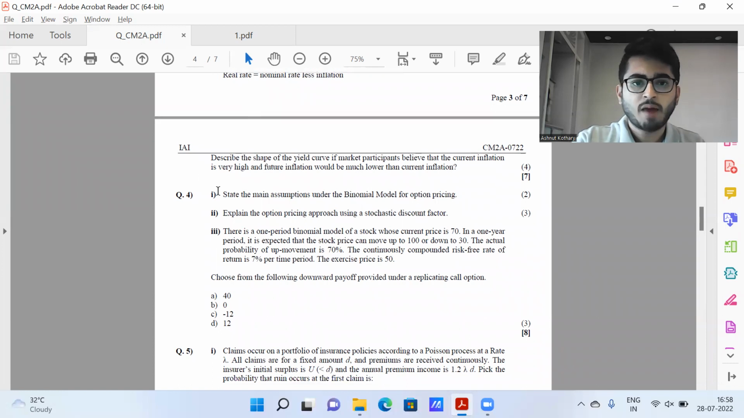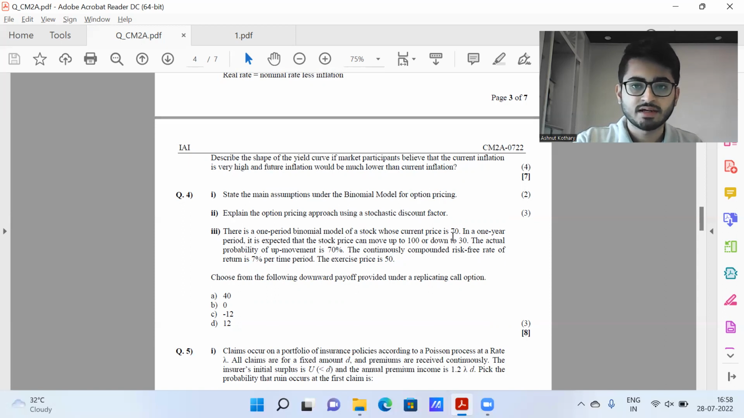Then question number 4, part 1, state the main assumptions under the binomial model for option pricing, fairly bookwork. Part 2, explain the option pricing approach using a stochastic discount factor. Again, fairly bookwork.